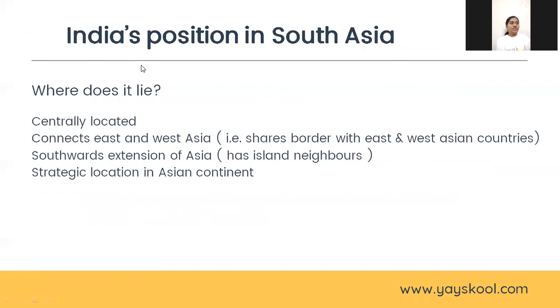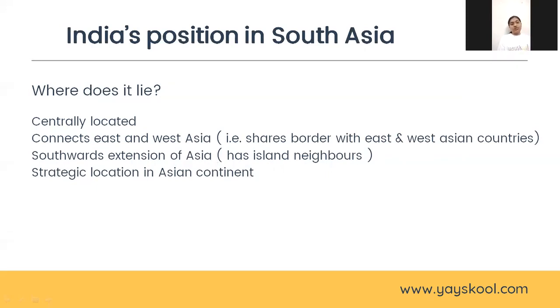So coming to the first important point, that is India's position in South Asia. We have already discussed this in India and the world, but once again I'll give a very quick review so you will remember again. Where does it lie? It is centrally located in the Asian continent and it connects East and West Asia. What does this connection mean? It means it has borders with East Asian countries as well as West Asian countries. And it is a southwards extension of Asia.